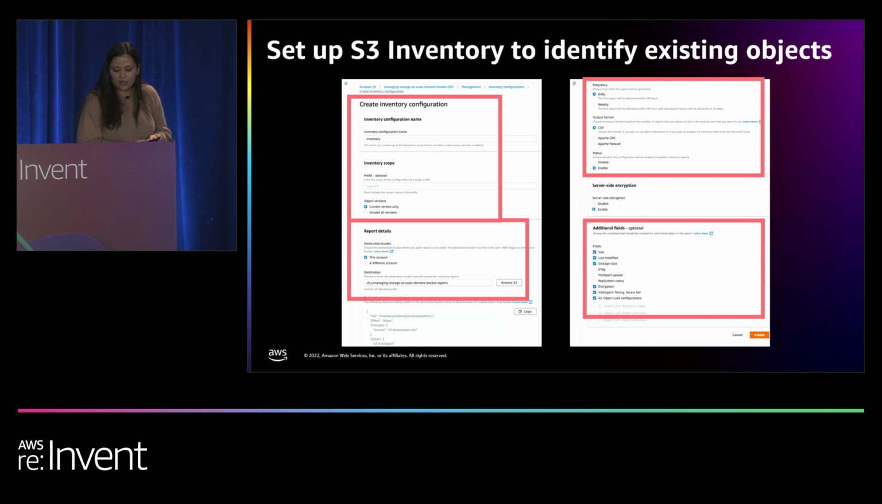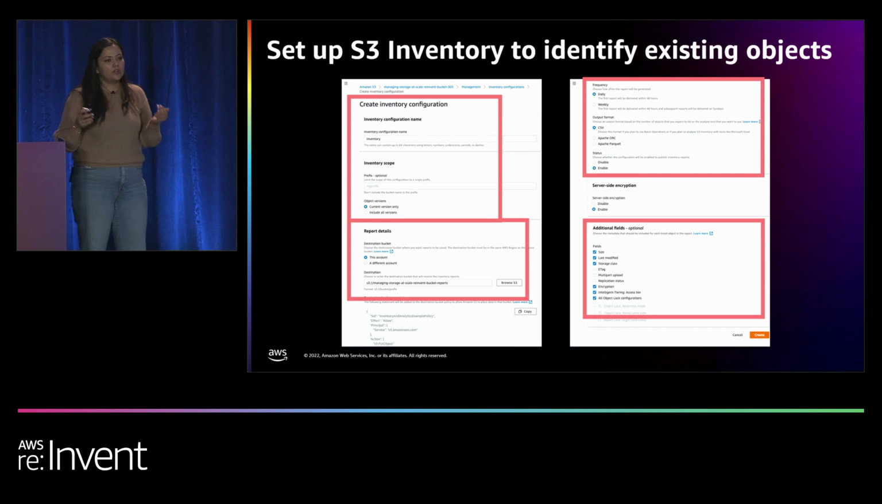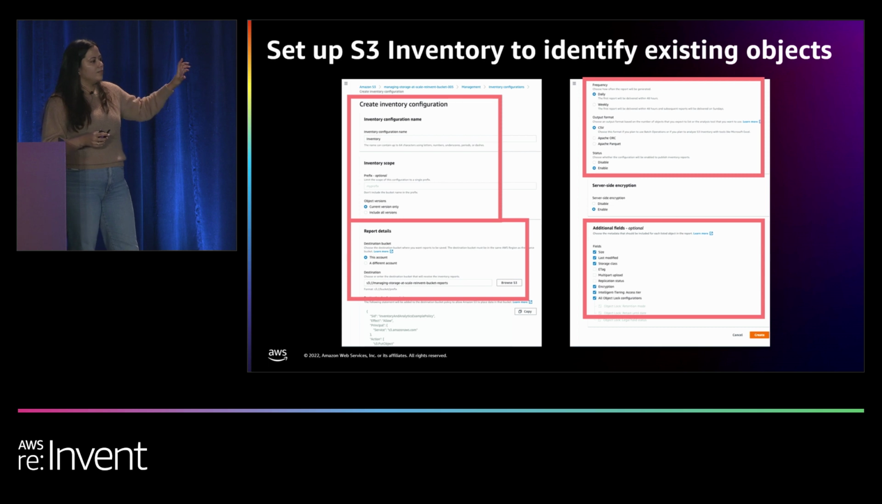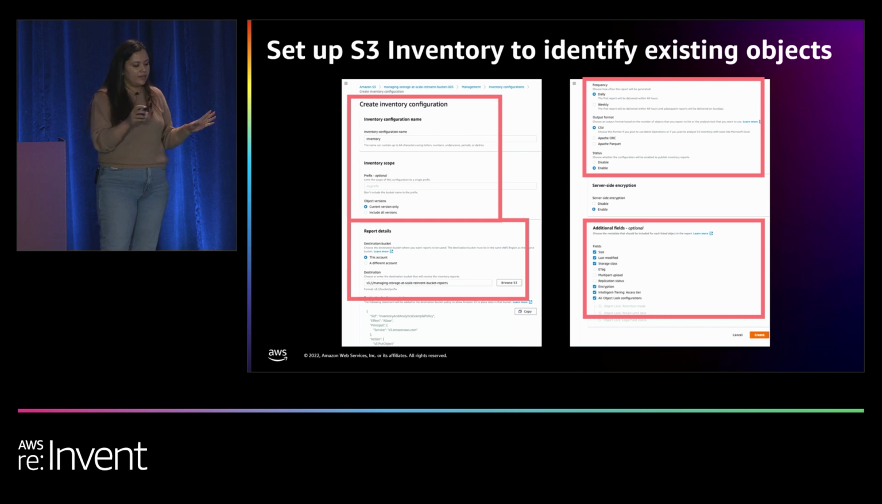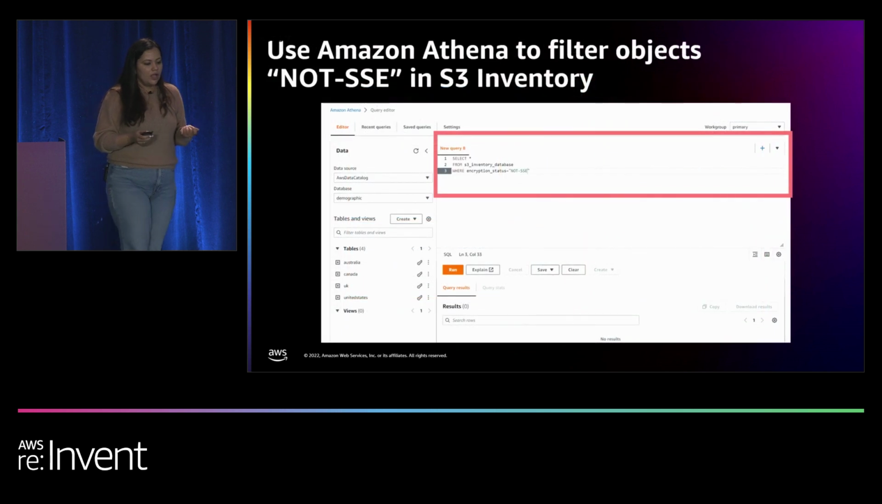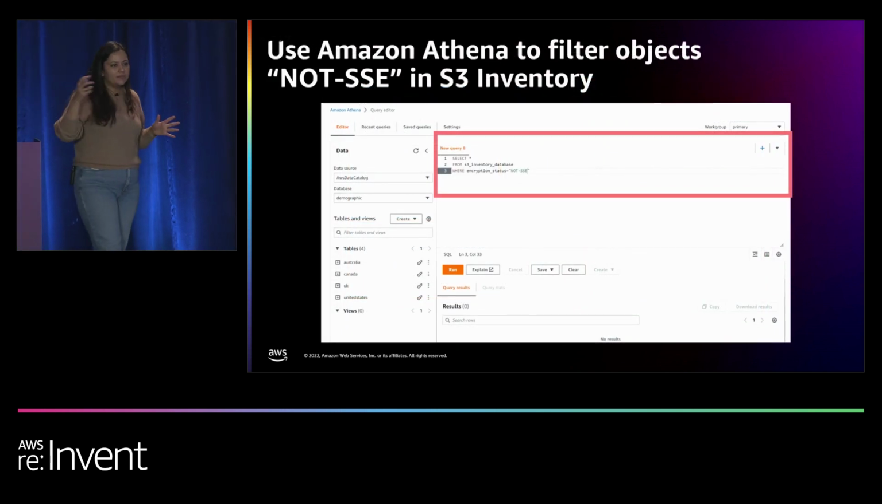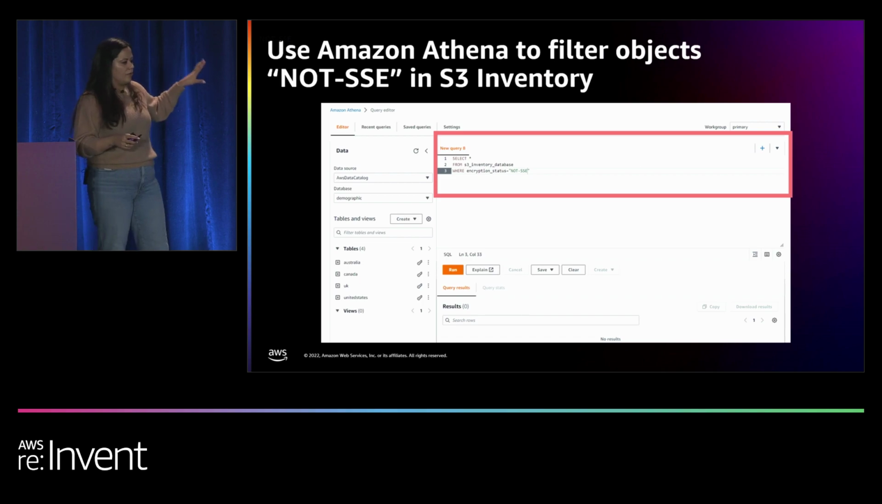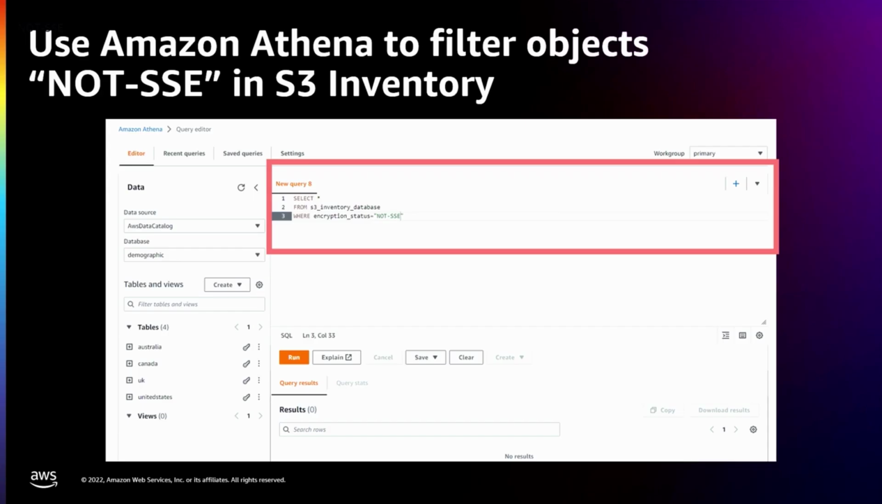Next, we will look at what metadata fields we want to include in this inventory report. So we would like to include the encryption status of your objects to indicate whether your objects are encrypted or not. So now we can create our new inventory report and wait for it to complete its execution. Once the inventory report has been generated, we can input this report into Athena and write a SQL query, as you can see on the screen, to filter rows of objects that are not encrypted, because we want to focus on objects that are not encrypted.